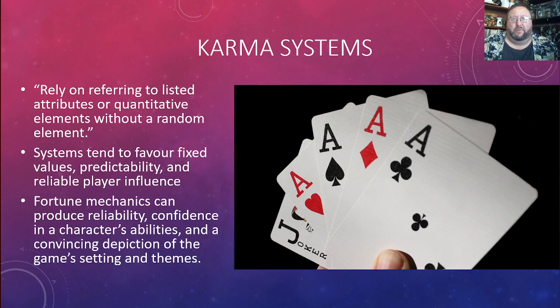Karma systems, which simulationism is usually recommended to use, would use something else. Let's take this example, a ready situation in D&D. It might say if you've got a +7 to sleight of hand, then you automatically can pick that person's pocket. If you've got +6 or less, you can't. Maybe you can make a roll. That would be the kind of thing that you would use in a karma system.